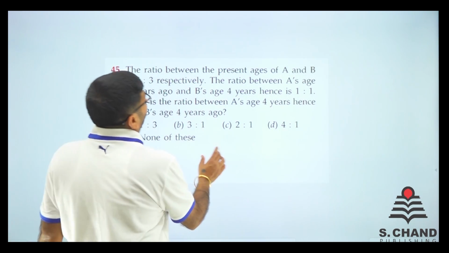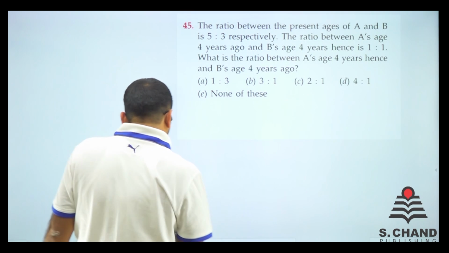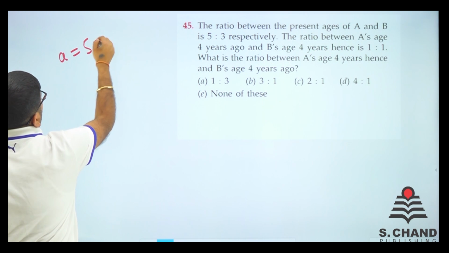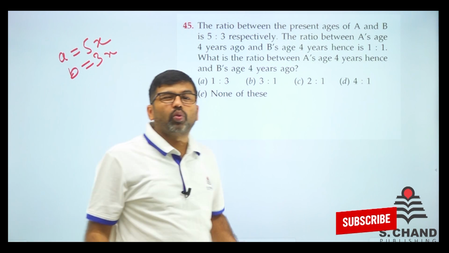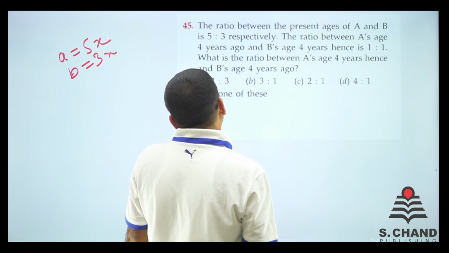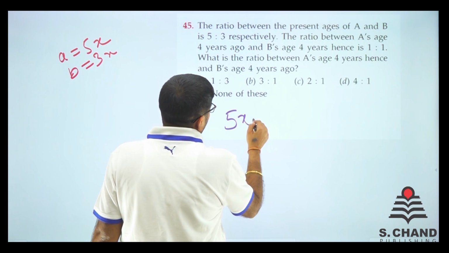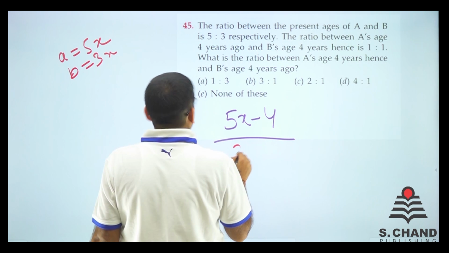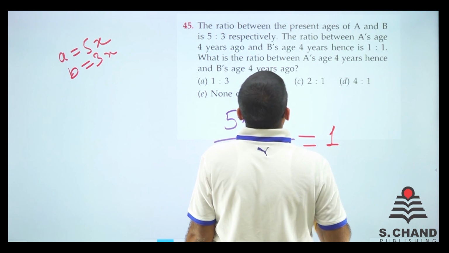Question number 45, what does it say? The ratio of present ages of A and B is 5 and 3. So, the simple way is to assume A equal to 5x and B equal to 3x. Why? We said it is a ratio, so take the ratio in x, as multiplying is easy. The ratio between ages of A 4 years ago and 4 years hence: so 5x minus 4 and 3x plus 4 is equal to 1. This is given to you.